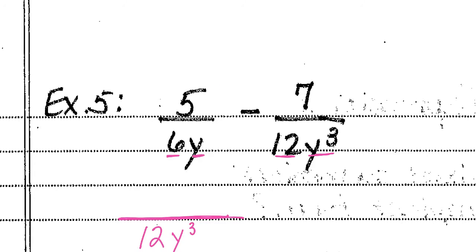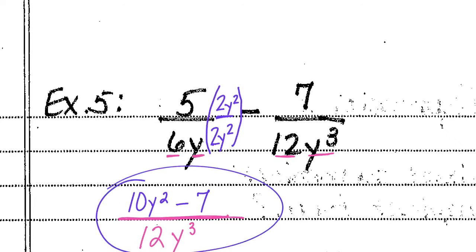So, to multiply 6y to make it 12y cubed, I need to multiply by 2y squared to get to 12y cubed. Again, I have to multiply it through by 1, so that would be 2y squared over 2y squared. So on the top, I have 10y squared minus 7, and in the denominator is 12y cubed. So it looks like my answer is 10y squared minus 7 over 12y cubed.